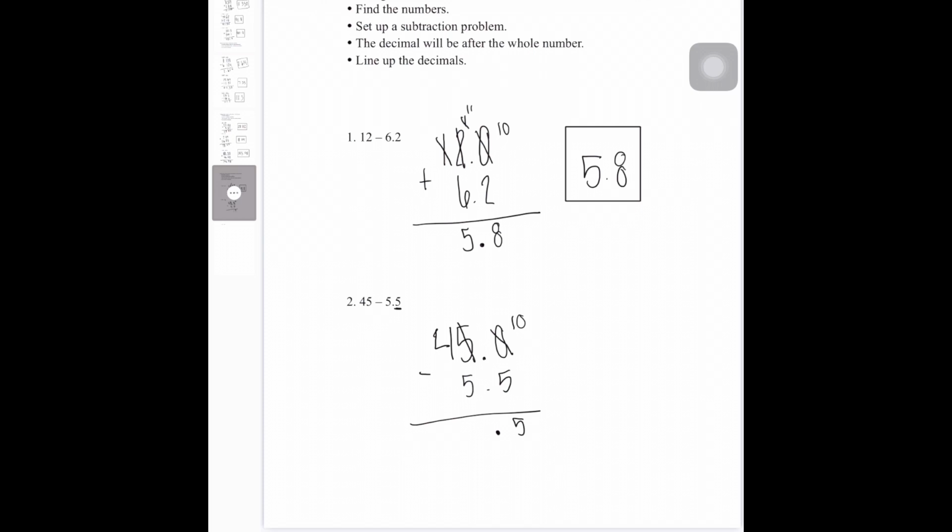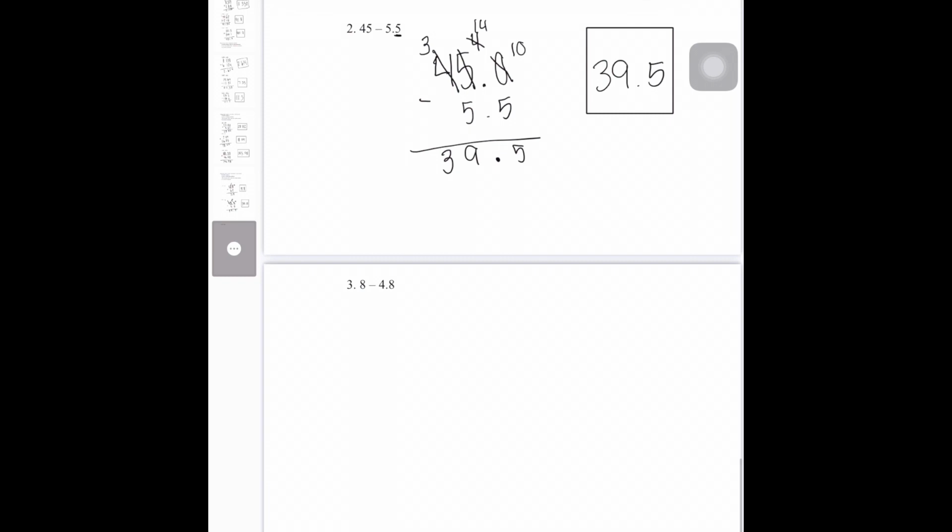So since we borrowed a 1 from 5, we are going to have to make this a 4. But 5 can't be taken out of 4. So 4 must become 14. 14 minus 5 will be 9. We borrowed from 4, so that no longer is 4. It is 3. Bring that 3 down. 39 and 5 tenths is your answer.